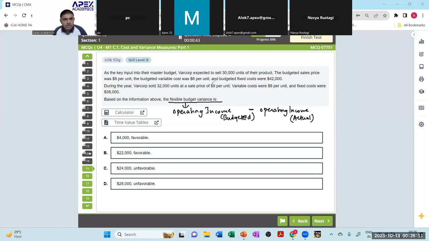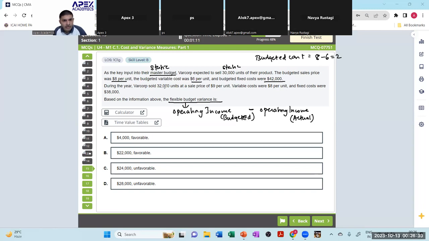Now, in their master budget means what? Static budget. VAR Corp expected to sell 30,000 units. Again, this is a static number. The budgeted sales price was 8, budgeted variable cost was 6, budgeted fixed costs are 42. So can I say that budgeted contribution is 2? Yes or no? Clear, guys? Yes, sir.